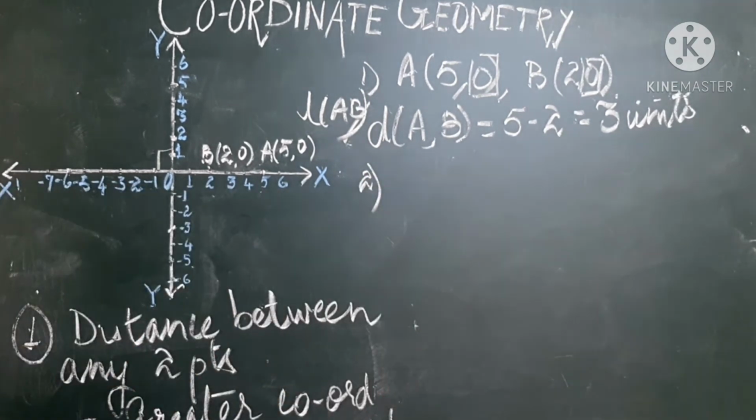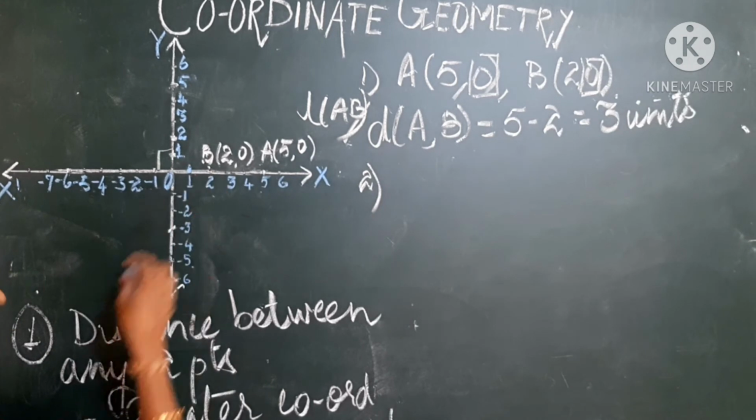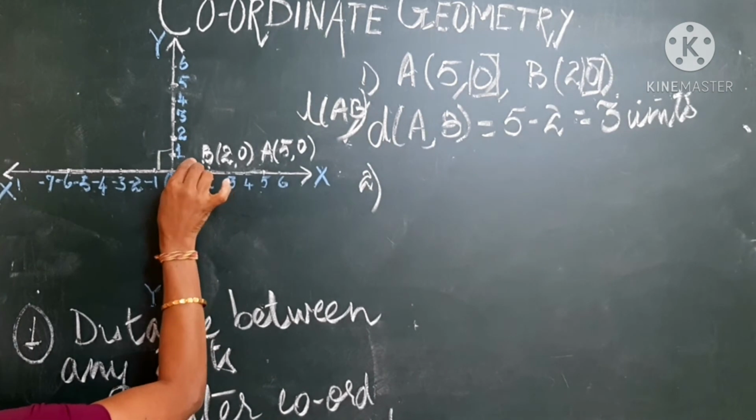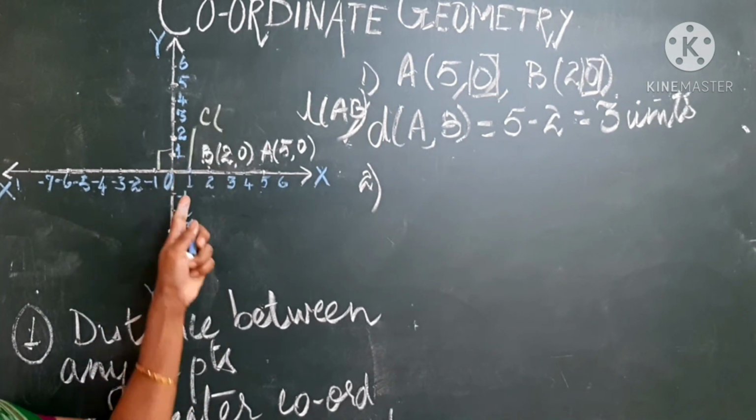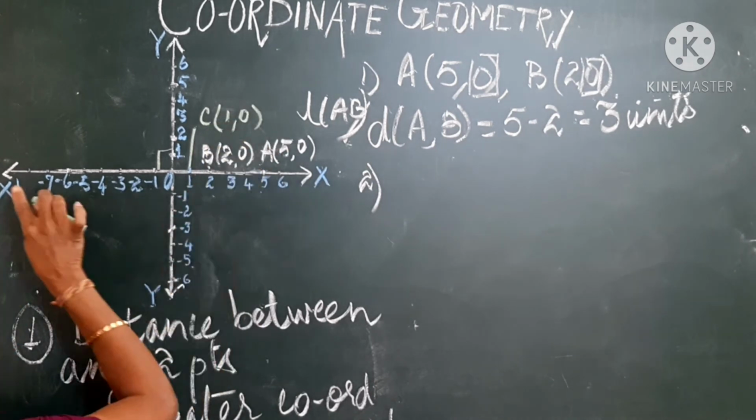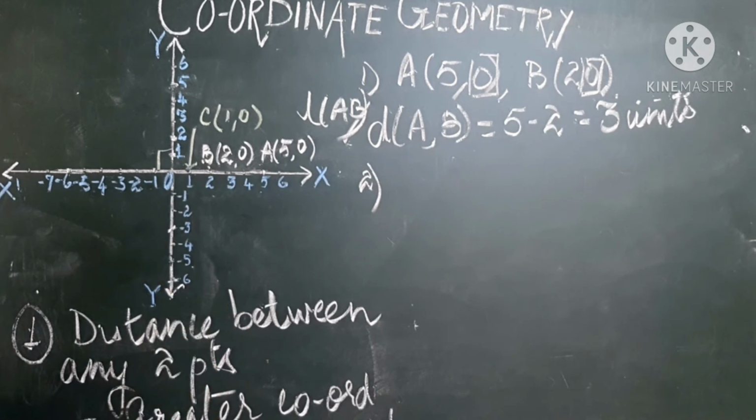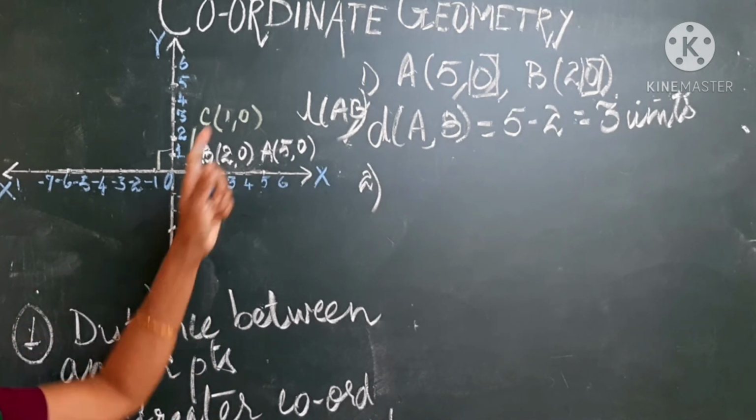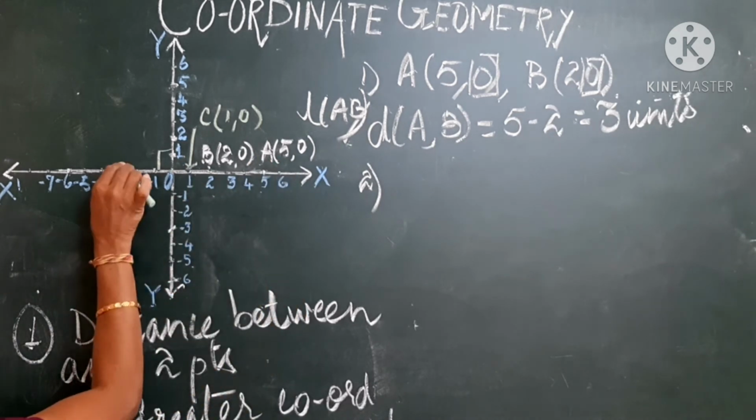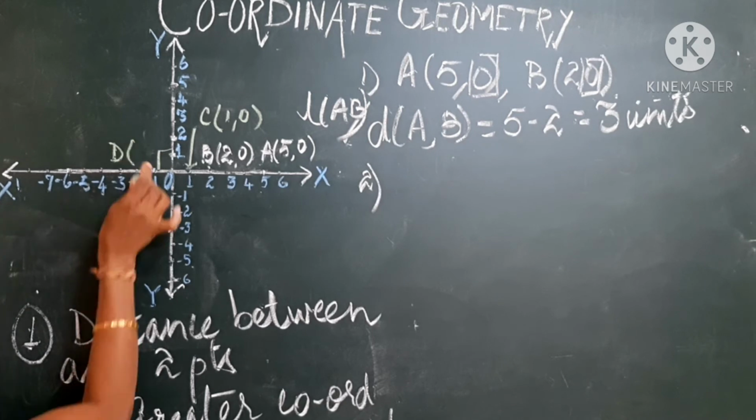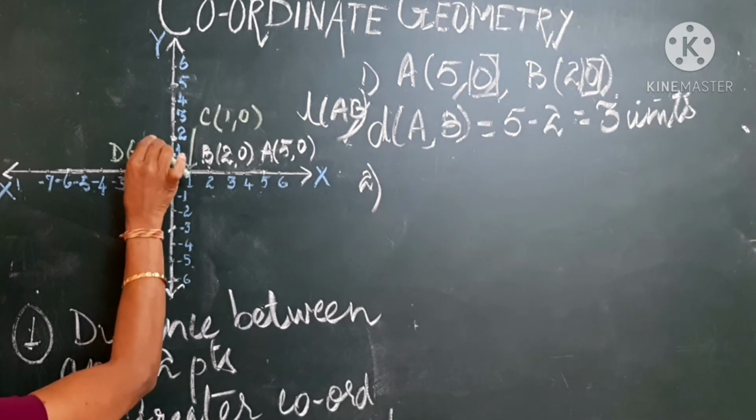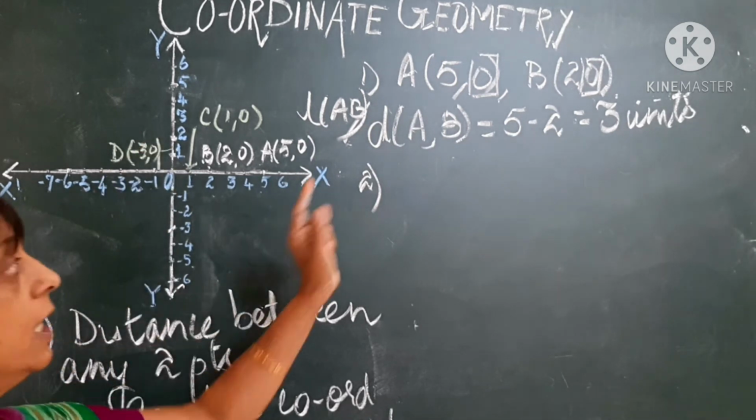Here I take two other points. Point C, where the coordinates to be precise will be 1, and as it is lying on the x-axis, the x-coordinate is 1, y-coordinate is 0. Another point D, whose coordinates will be -3, that is the x-coordinate, and again the y-coordinate is 0 as point D is lying on the x-axis.